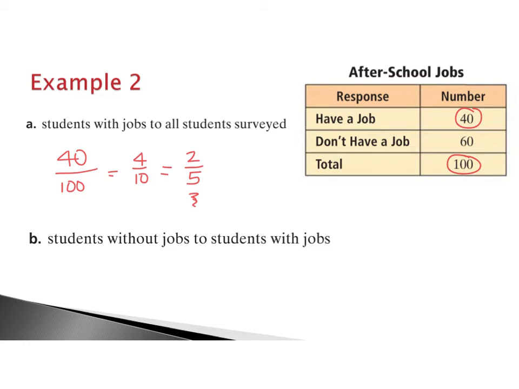Next, I want to look at students without jobs to students with jobs. It's kind of similar to part A that we did on example 1, but students without jobs is 60, and students with jobs is 40. So again, I can reduce this down to 6/4 or 3/2. And I can say for every 3 students that do not have a job, 2 students do.